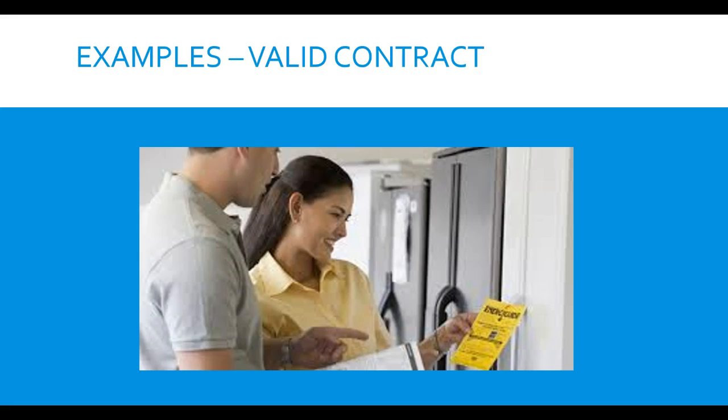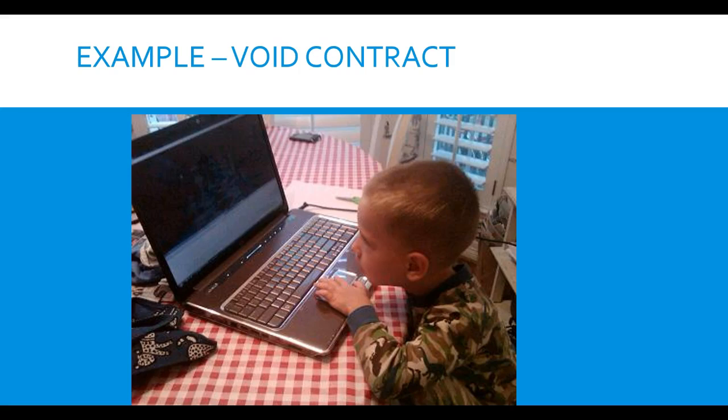Valid contracts are contracts that have all the required elements. It's valid and it's enforceable in a court of law. A homeowner who's over the age of 18 and of sound mind signed a contract with the appliance store to buy a refrigerator. The homeowner pays for the refrigerator and the appliance store presents the refrigerator for the homeowner to take home. That's a valid contract.